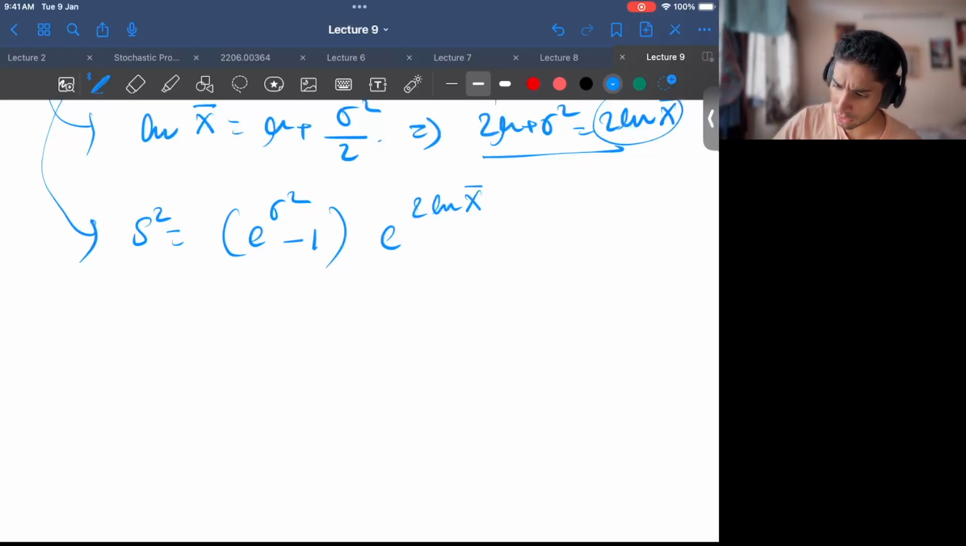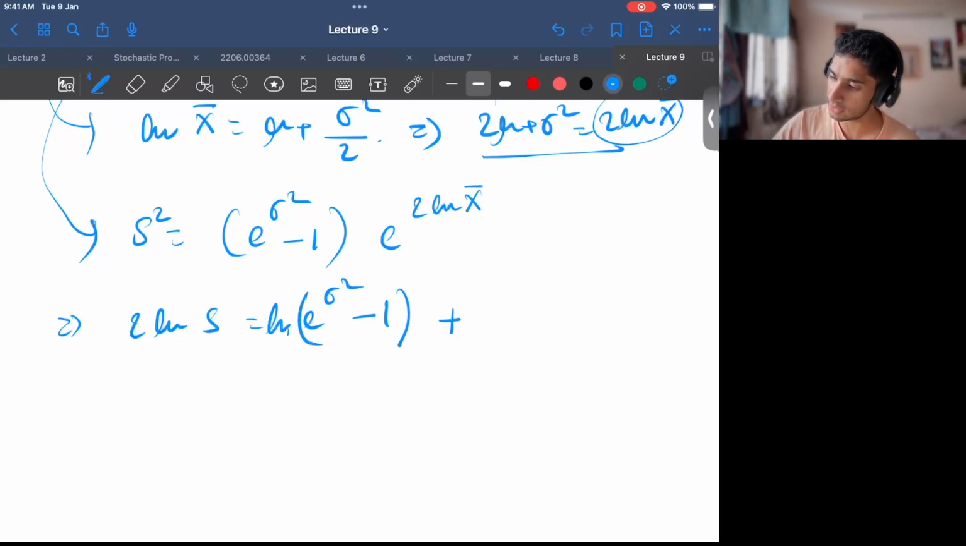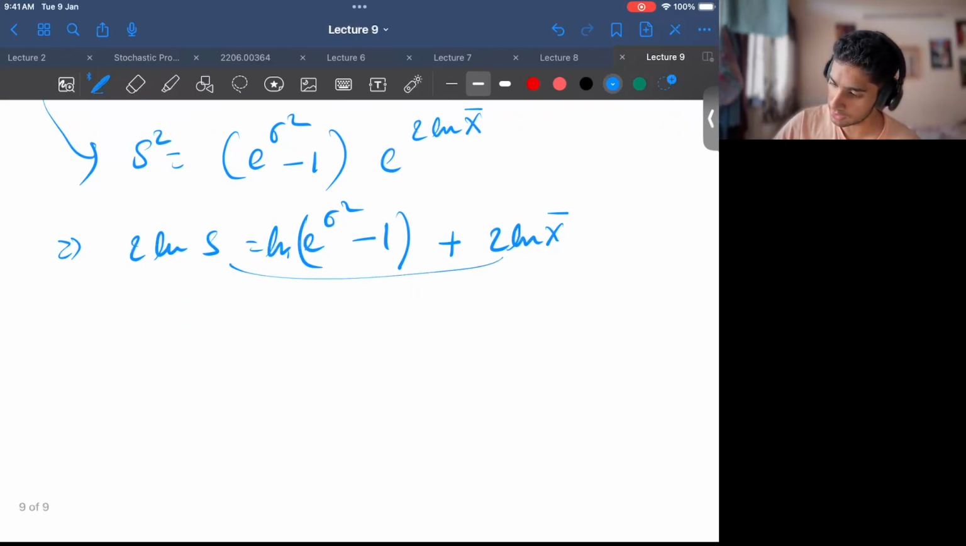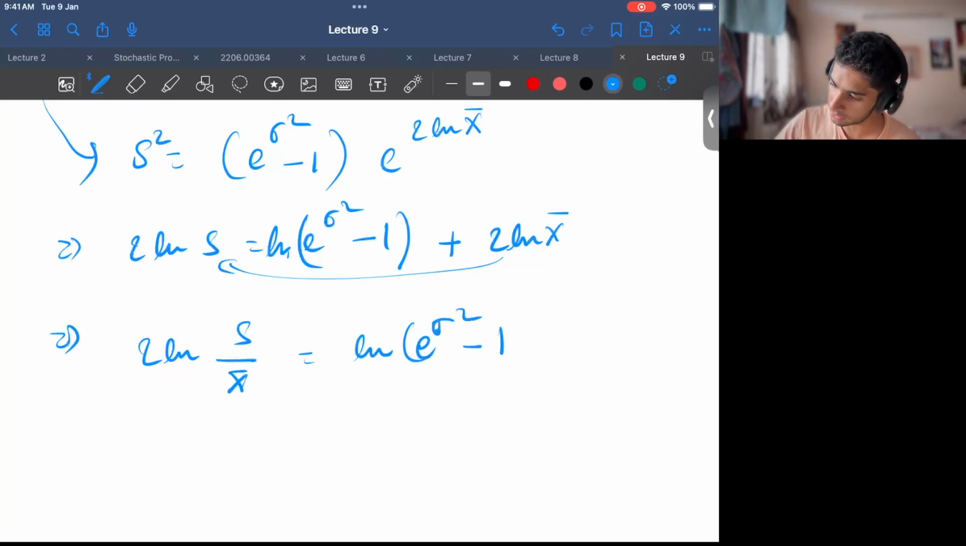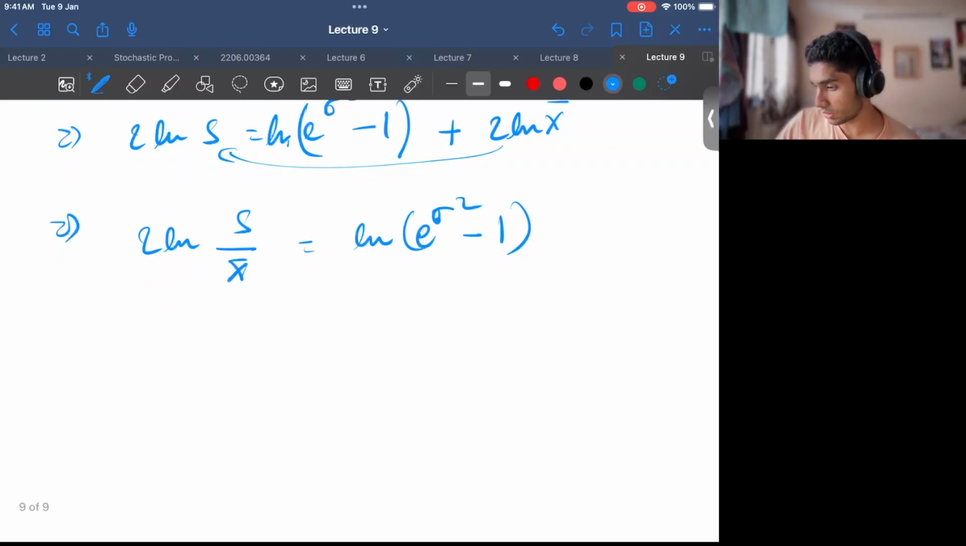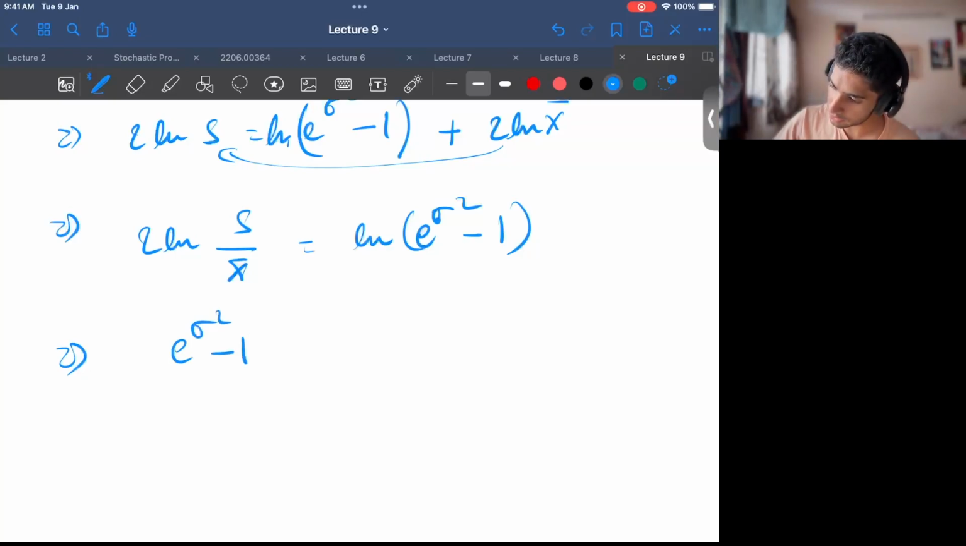Take log on both the sides, right? So this will become 2 log s equal to 2 log of e raised to sigma square minus 1, plus log of e raised to 2 ln x bar. So this is 2 ln x bar, as simple as that. We bring this thing here. This will become 2 ln s by x bar, because it will be minus, log of e raised to sigma square minus 1, right? So now this thing means that e raised to sigma square minus 1 is equal to s by x bar whole square, right?